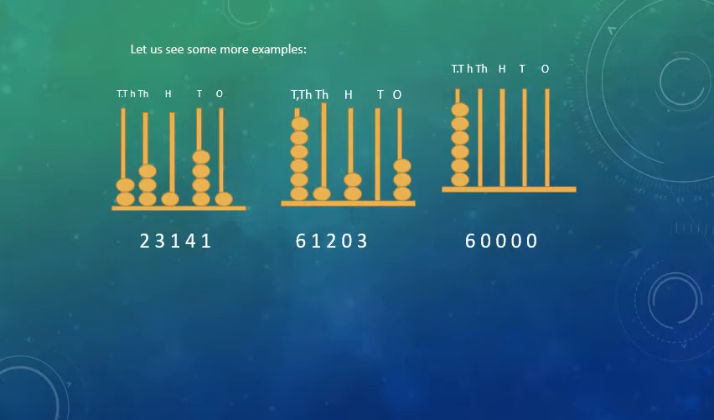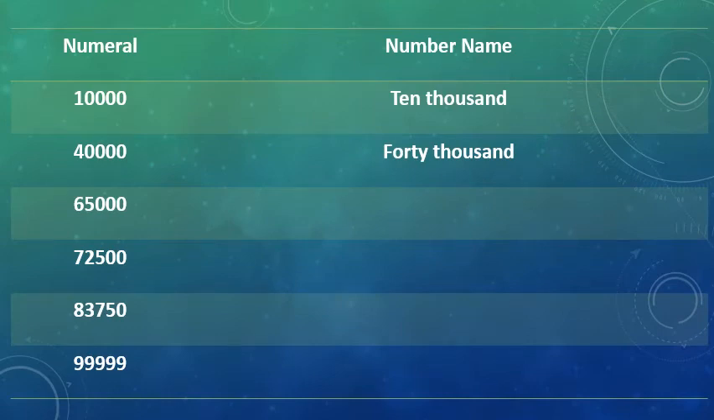So now you can read some more numbers. Second is 61,203 and third is 60,000. Now you know how numbers are represented on an abacus. Now try to read some more numbers. First is 10,000. Second is 40,000. Yes, not 4,000. This is 40,000. Third is 65,000.